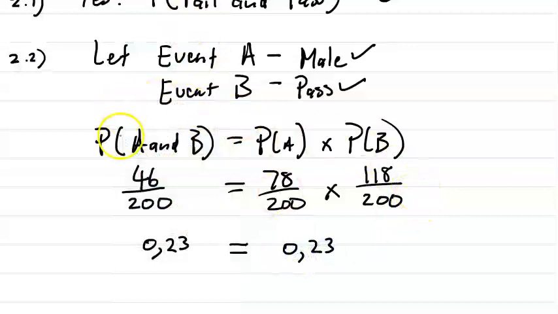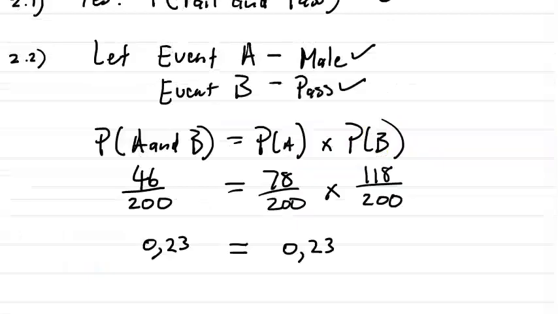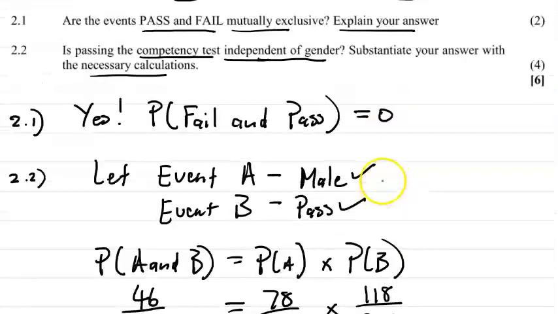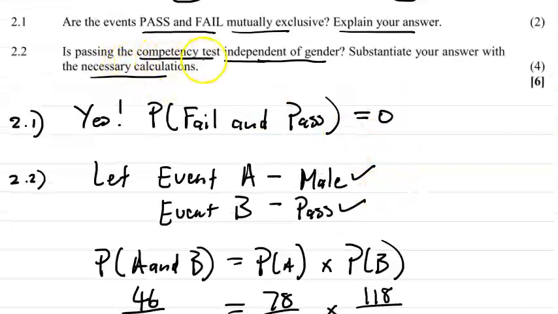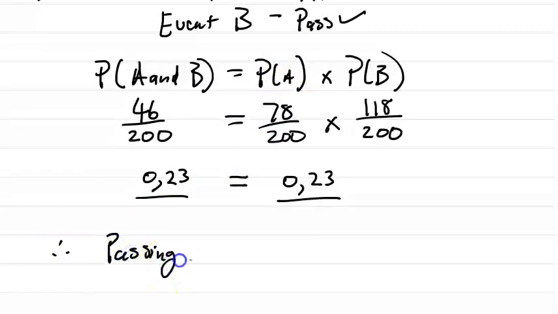Therefore, you can see that the probability of A and B is equal to the probability of A times the probability of B. As we can see that on both sides, we got the value 0.23. So what does this tell us? It tells us that events A and B are independent. Therefore, we can conclude that passing a competency test is independent of gender. So we're going to write that down. So passing a competency test.